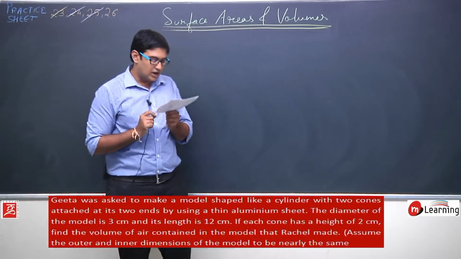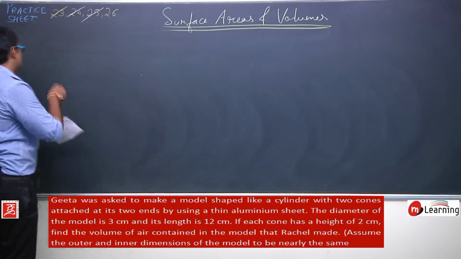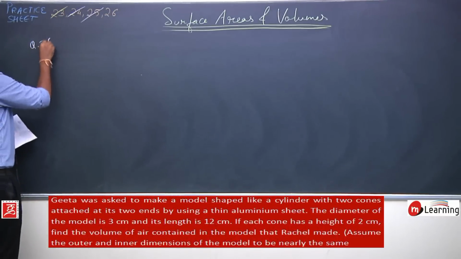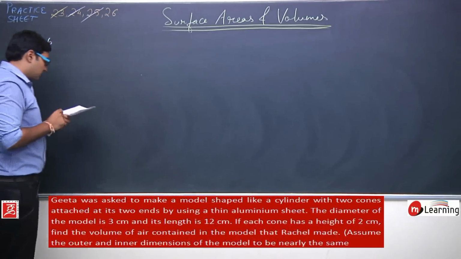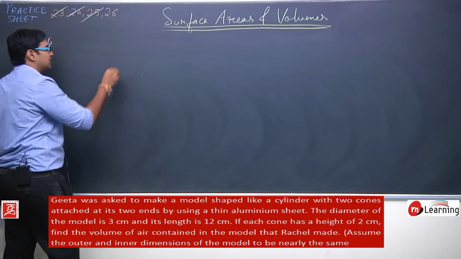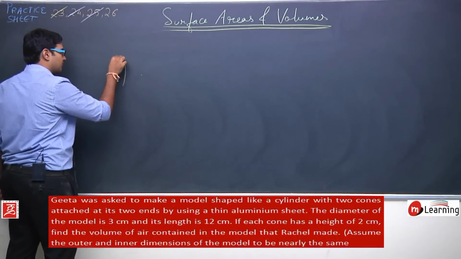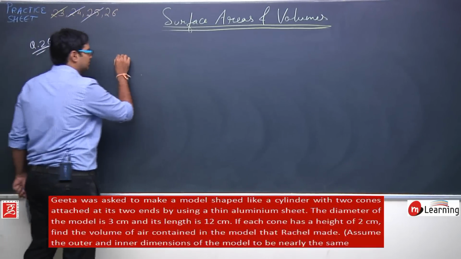Okay. Now let us understand the question. Let us try to sketch this question, question number 26. The model is in the shape of a cylinder. So first let us make a cylinder like this.